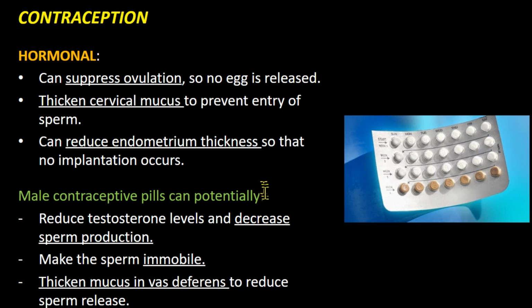Now, male contraceptive pills are still in the works, but how they can potentially work is that they can reduce testosterone levels and thus decrease sperm production. They can help to make the sperm immobile. Basically, they can withdraw the function of the flagellum. They can thicken the mucus in the vas deferens, the sperm duct, to reduce sperm release.